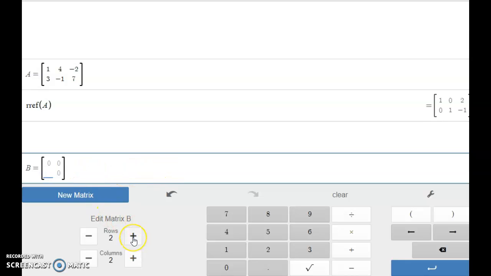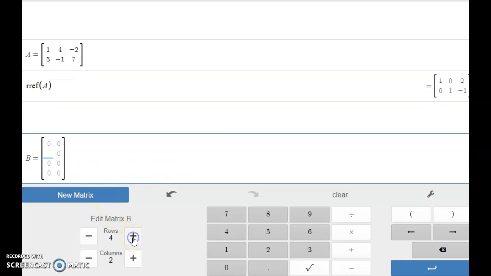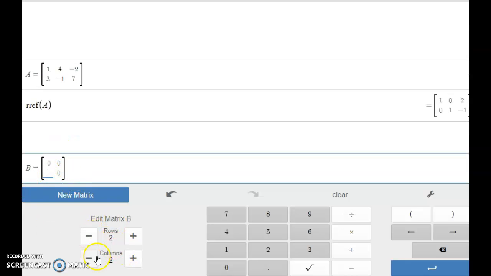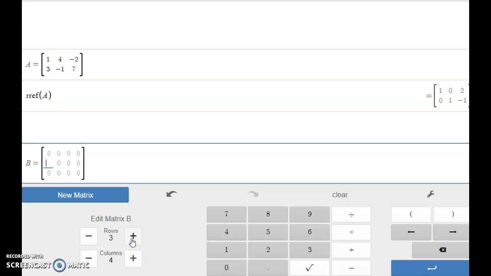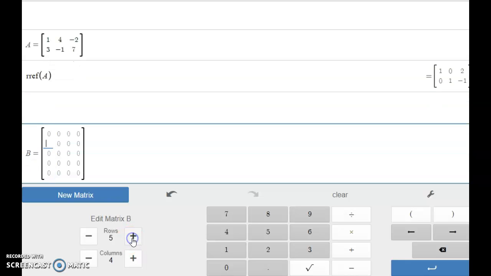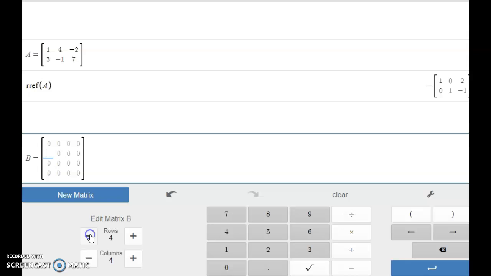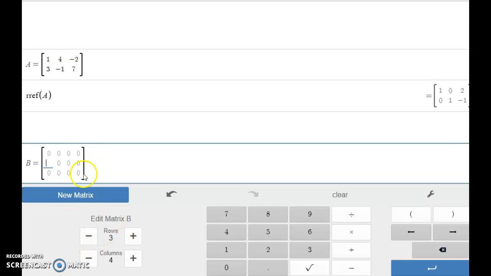So if you want to play around with this, you can see how rows go up. I label them rows going across, but there's 4 rows going across. You can change that. You can mess with your columns. So matrix B right now is a 2x4 matrix. Now it's a 3x4, 4x4, 5x4. And we'll get to eventually a 3x4 matrix. So I'm going to leave it at that.